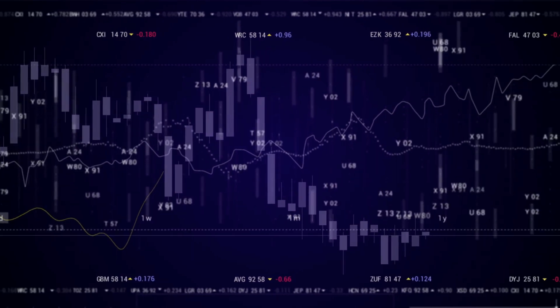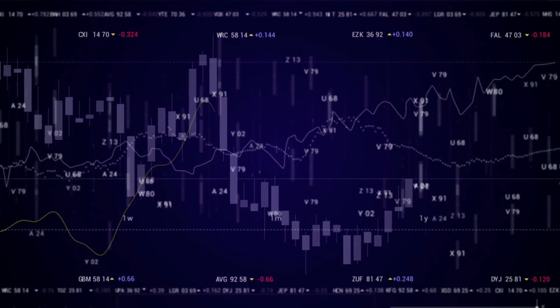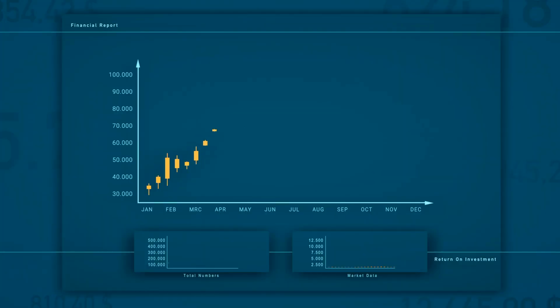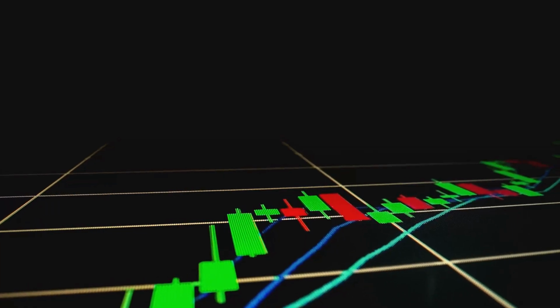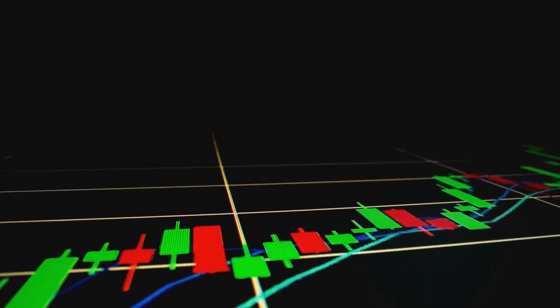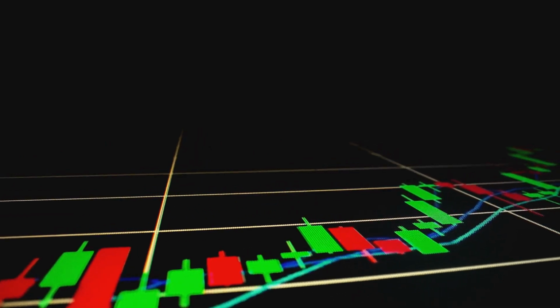The length of the body can give us a sense of the market's sentiment. A long body signifies strong buying or selling pressure, while a short body suggests little price movement and therefore less market enthusiasm. Moving on to the wicks, these thin lines play a vital role too.